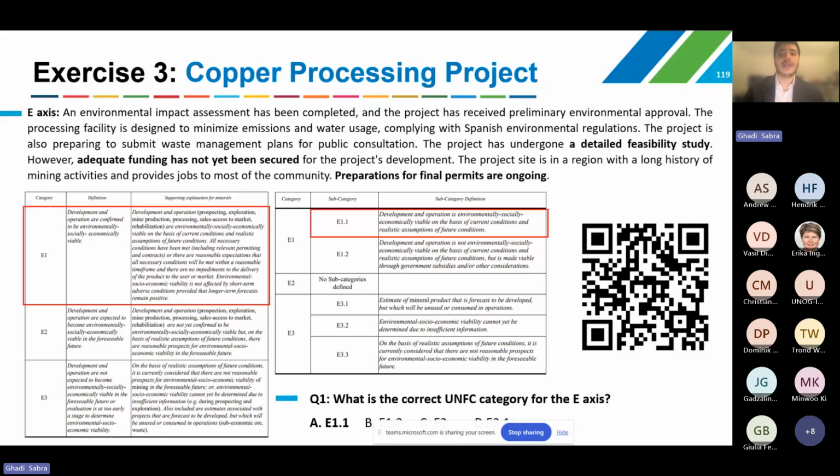I see how many have selected the E2, yet we're past this stage. So the contingencies are basically under this consideration of realistic assumptions that could be overcome within due time.